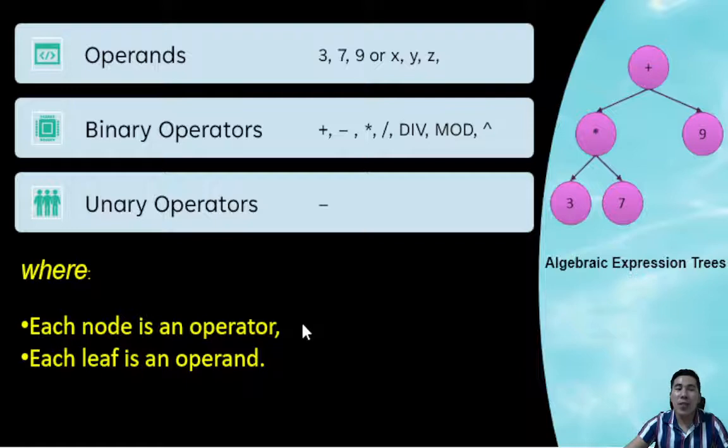So an expression tree is one where any node should be an operator, and the leaf must be an operand. As you can see here, as an example of an algebraic expression tree, you have the nodes as the operators: an operator node plus here, and then another operator node, multiplication, and we have here the leaves as the operands, 3, 7, and 9 respectively.